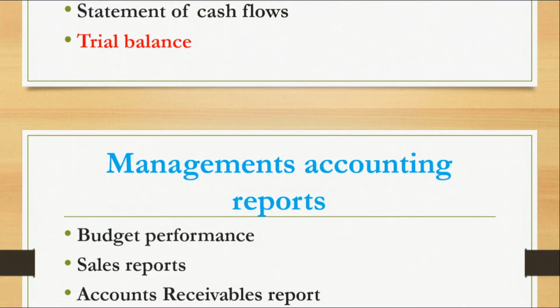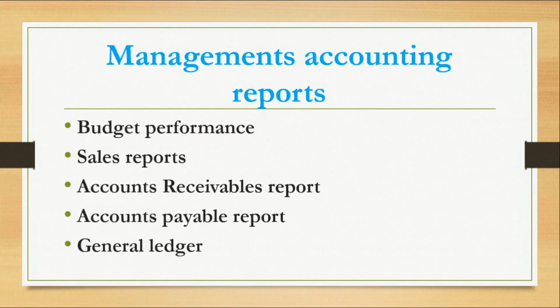Then the next category of reports is the management accounting reports. These ones can be formulated in any way as long as they can help the internal management to make decisions. One of them is a budget performance, sales report. With the sales report, we have the daily sales reports or daily sales summary. We have the accounts receivable report. This one is to do with the debtors. Accounts payable report, the general ledger, and so many other reports you can generate for management purposes.